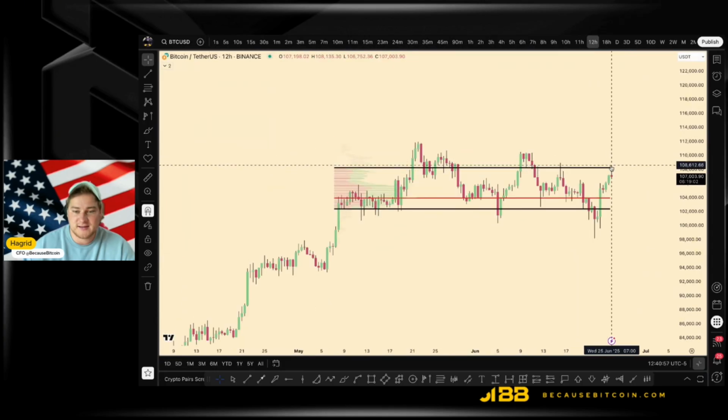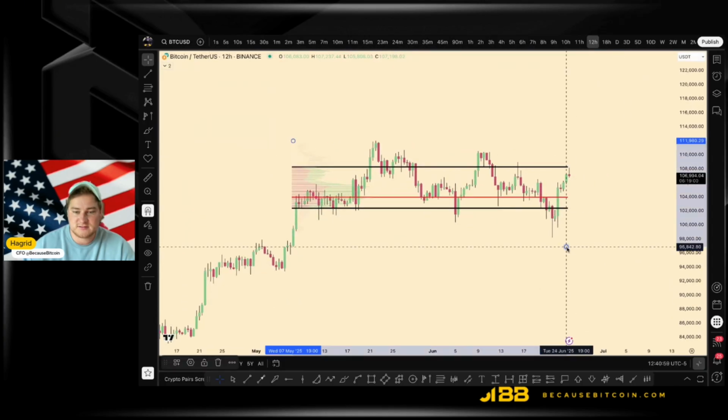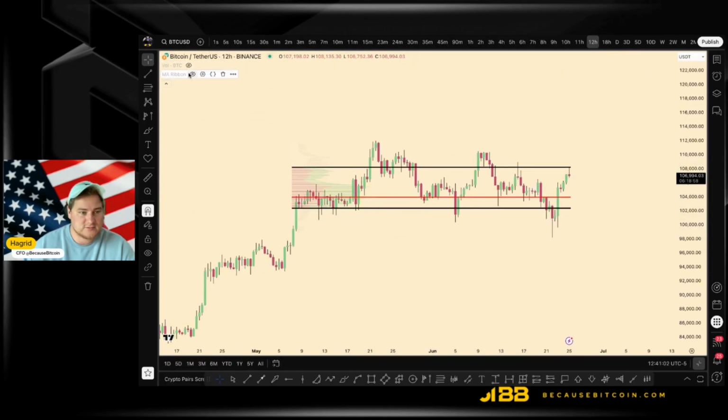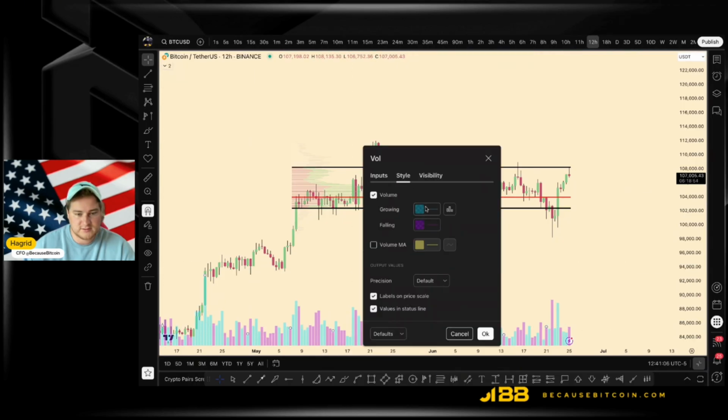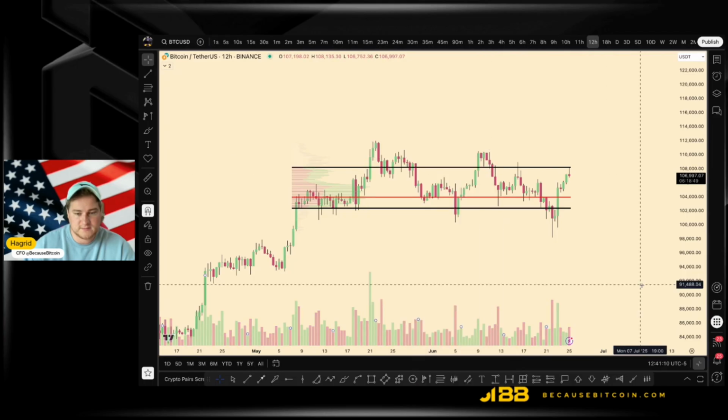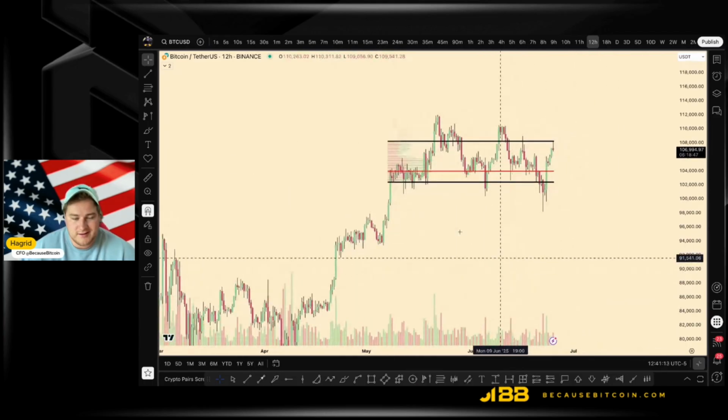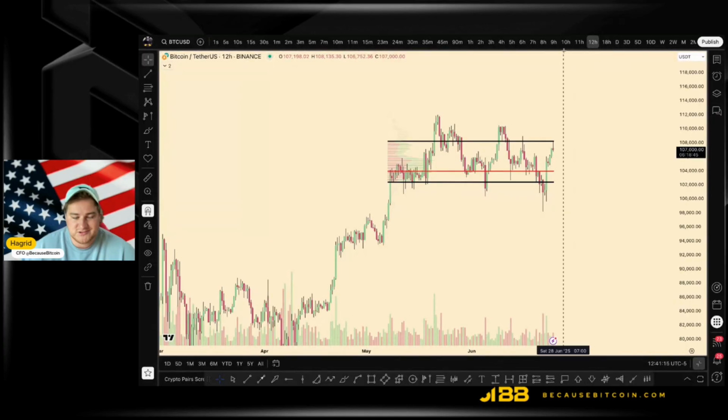So I am going to do this. This is what I like to do with the volume profiles. So let me do this. Let me make this green. Let me make this red. Okay. So how I like to draw these, I like to draw them on usually a higher time frame, 12-hour, daily, something like that.